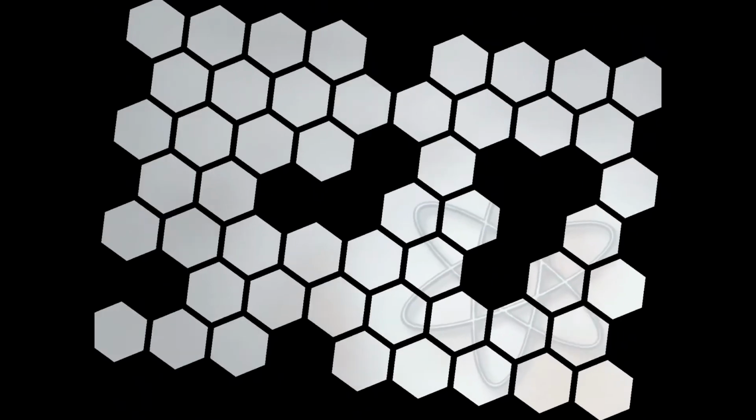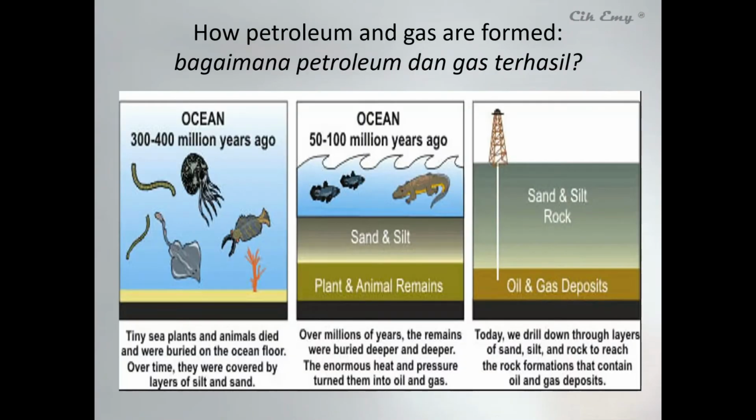Okay, kemudian awak ada petroleum and gas. So macam mana petroleum and gas terhasil? So kalau tadi dead plants kan, tapi yang ini tiny sea plants and animals died and were buried on the ocean floor. So dia mati dan tertanam di bawah lautan.